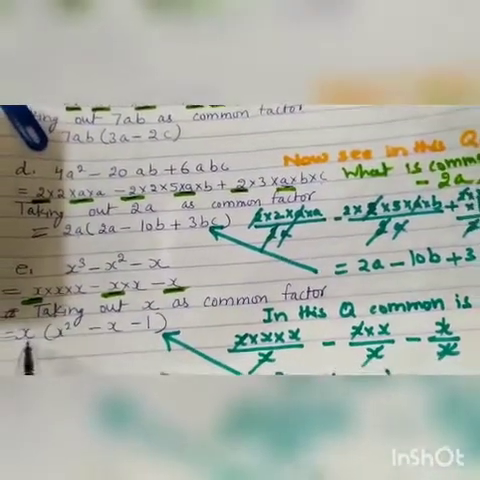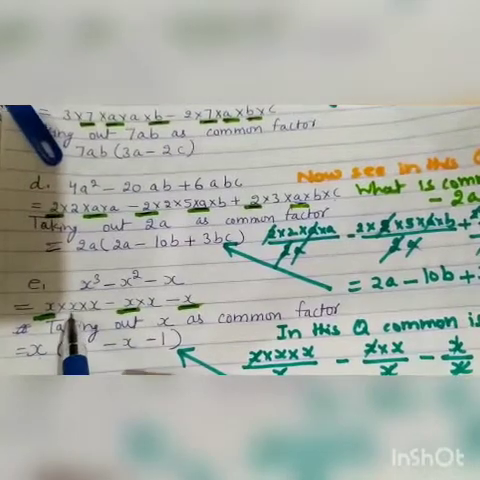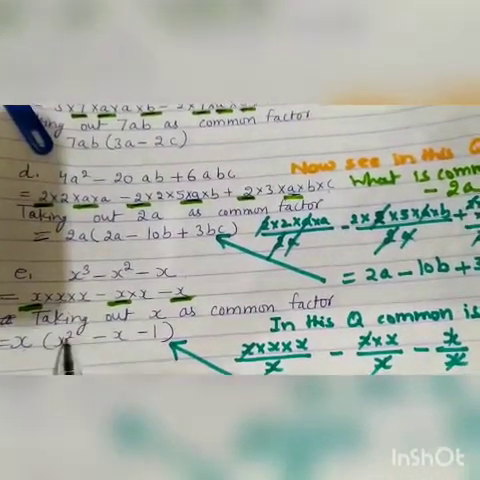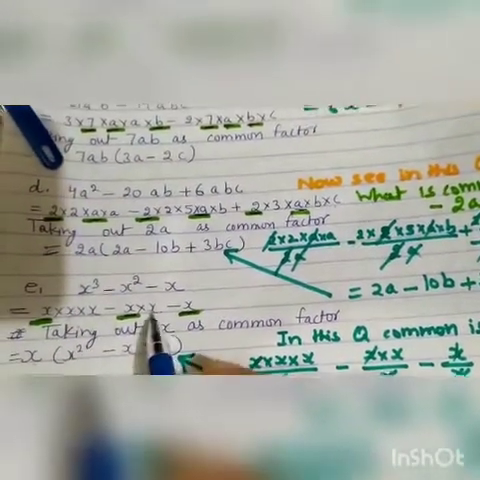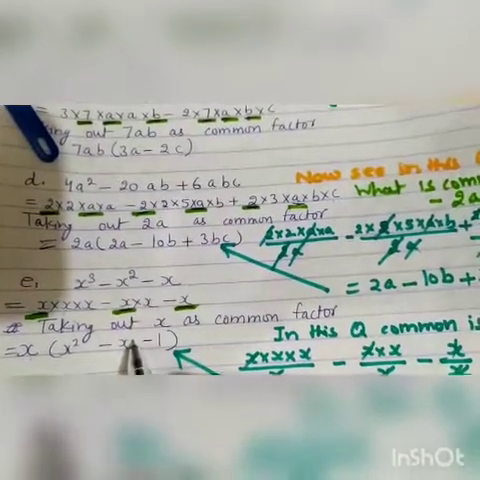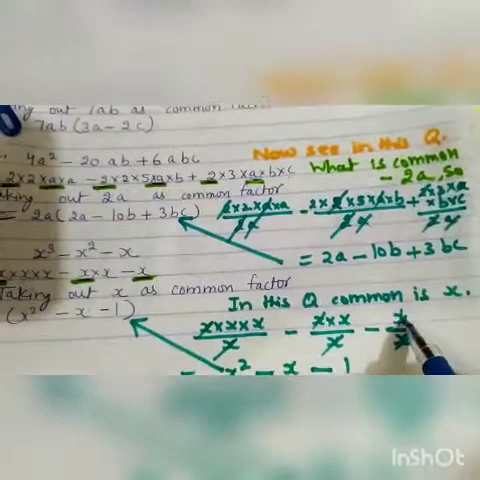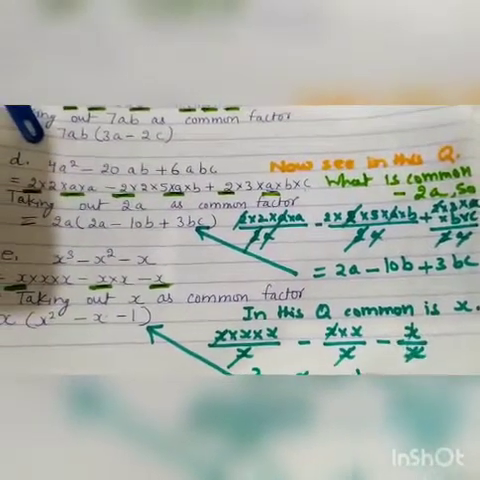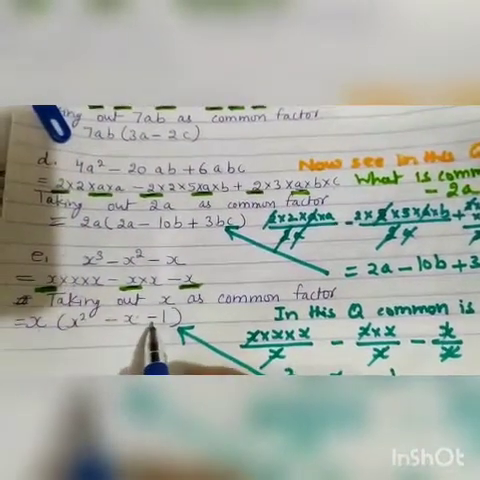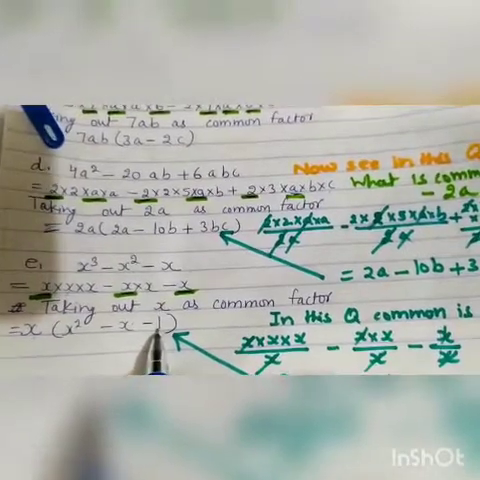So we will write x as common. Then what is left in the first term? x into x means x square, minus x left from here. And when we divide x by x, it will cancel, it will be 1. So it is minus 1.